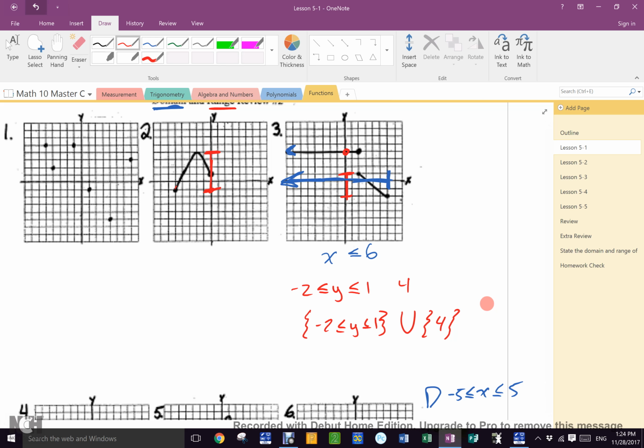Union. Because there's more than one set. Got it? People happy?